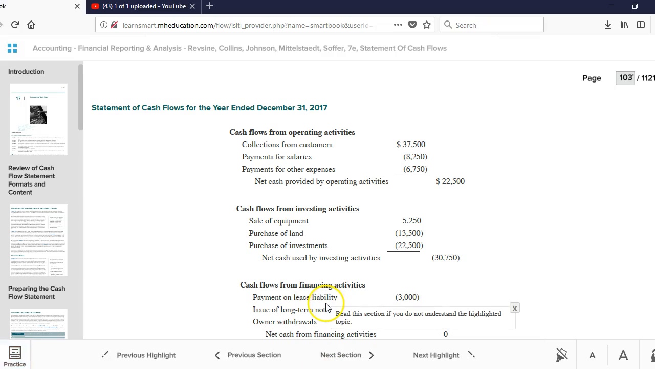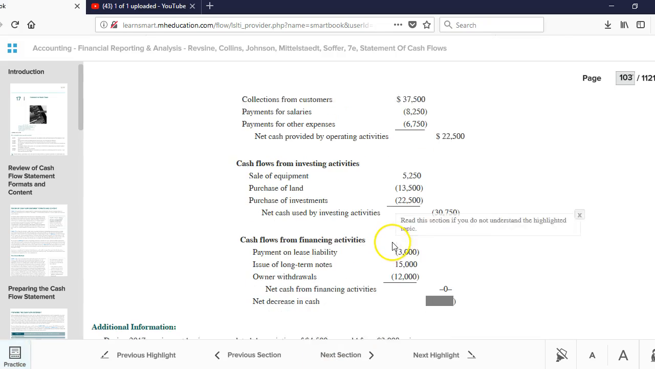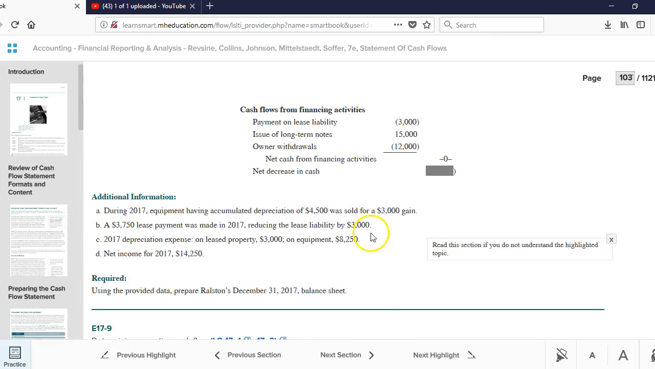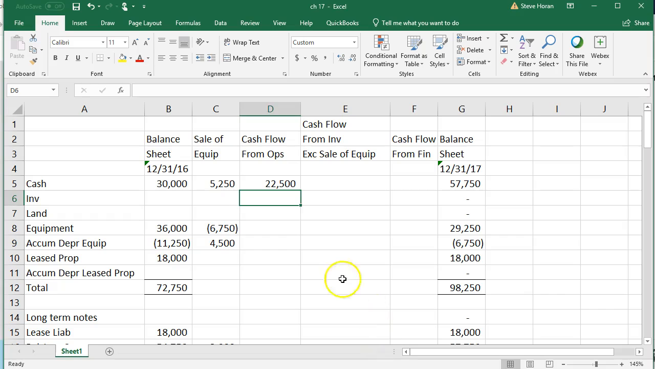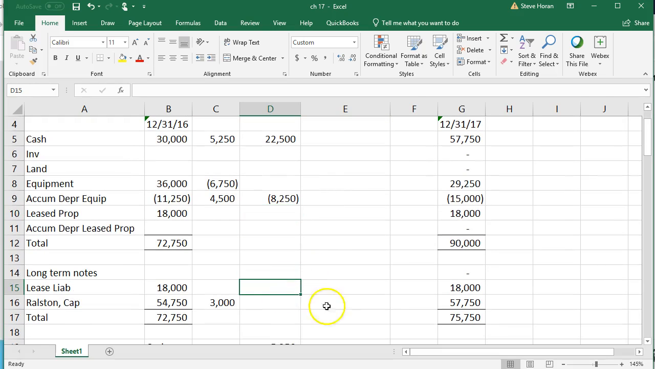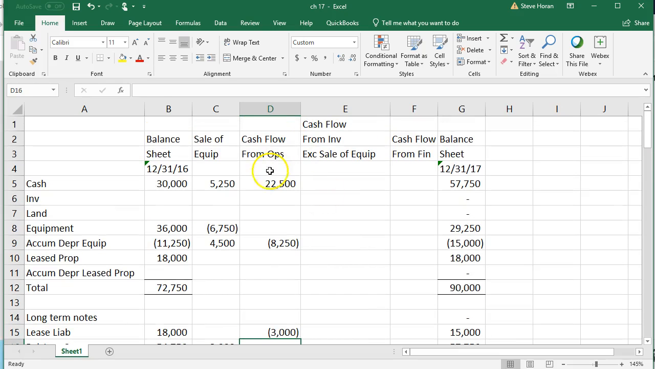And they told us over here, they said we have depreciation expense on leased property of $3,000 and depreciation on equipment of $8,250. Let's go ahead and plug that in then. So we go down to this number here, and we drop in the depreciation of $8,250, and you've got the leased equipment right here. Depreciation is $3,000. Okay, so that's my cash flow from operations amounts.